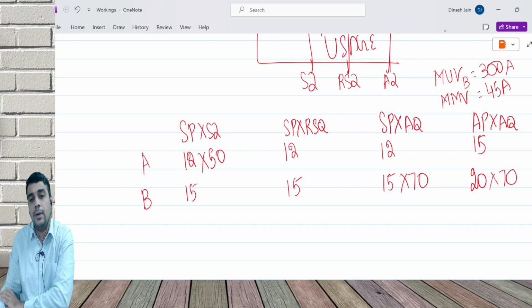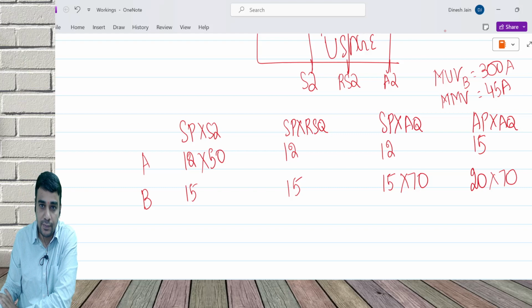Can you tell me the formula for material usage variance? Look at the chart, or if you remember, tell me the formula. Material usage variance.